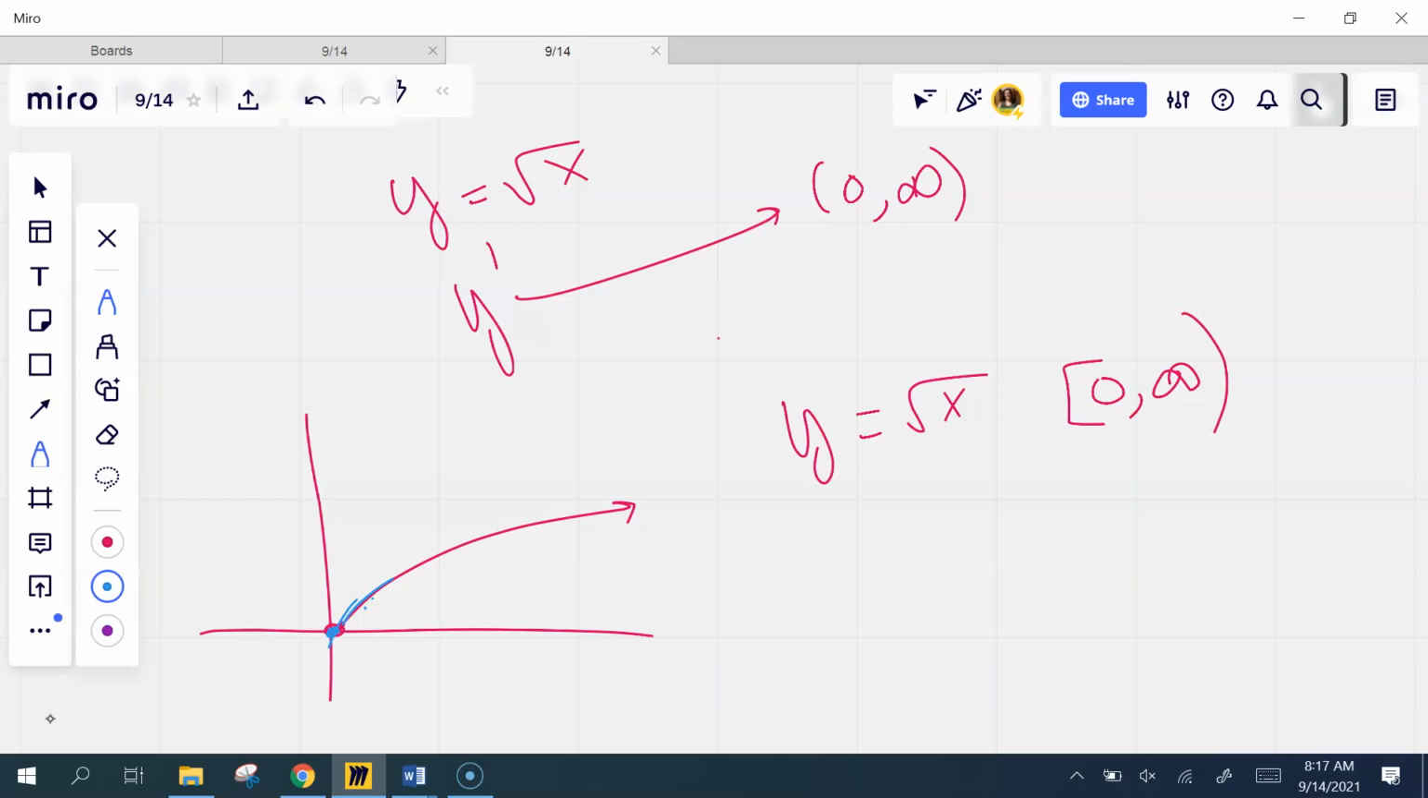34. Okay. I'm going to show you today how to do it on the calculator.